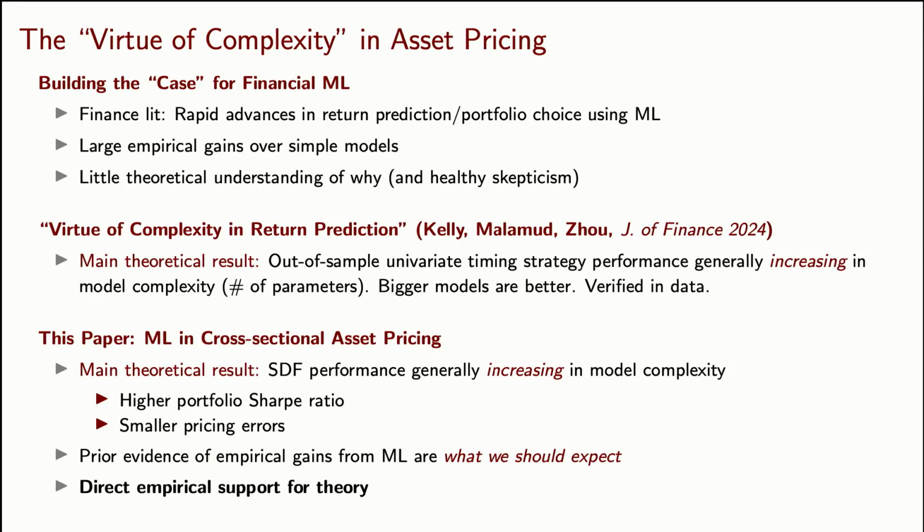So I take this as a theoretical justification that goes along very nicely with the prior empirical evidence that these gains from machine learning methods in asset pricing are actually in line. We should sort of expect these. And I'll spend some time on direct empirical support for this theory.